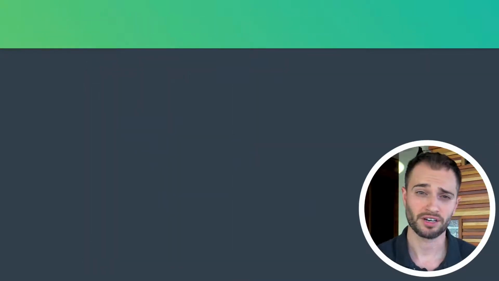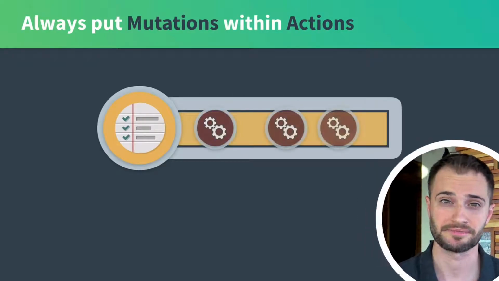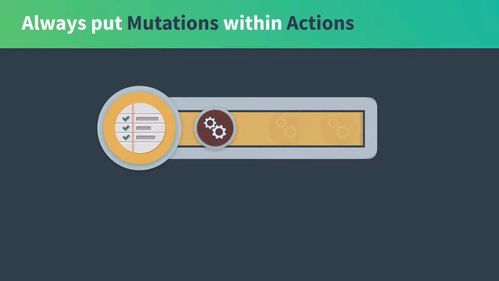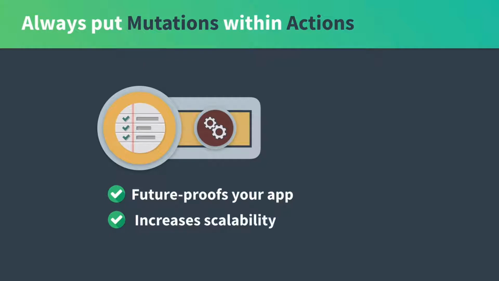According to members of the core Vue team, you'll always want to put mutations within actions, even if you have an action that is dedicated to just one mutation. The reason for this is because this future-proofs your app. While you might not need business logic around that mutation now, as your app grows, you might need it later, and that could require quite the large and unnecessary refactor that you wouldn't have to do if it was already wrapped within an action. So doing so increases your scalability.